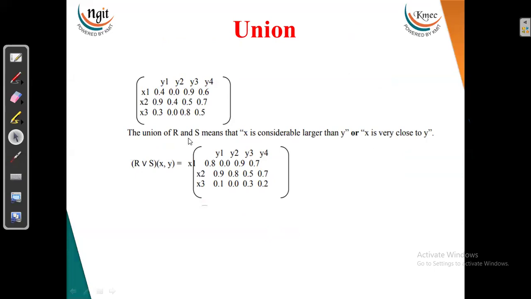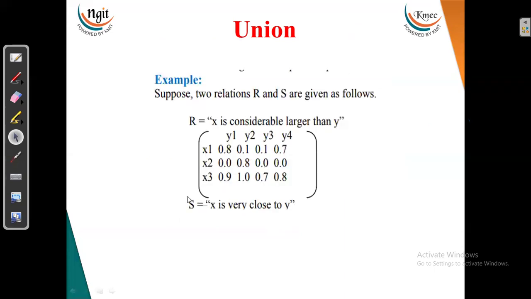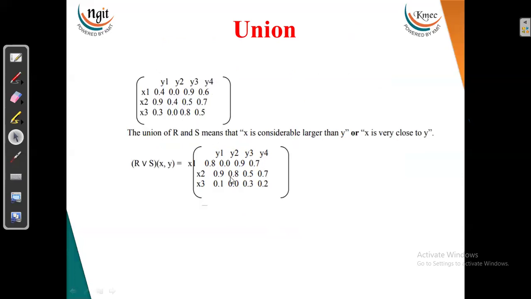Now how will we find the maximum? Just an example: here the relation x1 y1 is 0.8, and here the relation between x1 y1 is 0.4. So which one is maximum? 0.8. So this will be the union. The union of R and S means x is considerably larger than y, or x is very close to y. So union implies or.